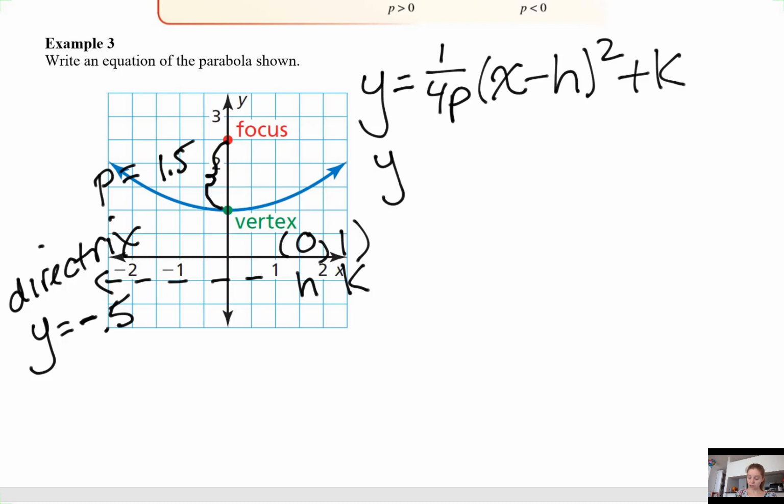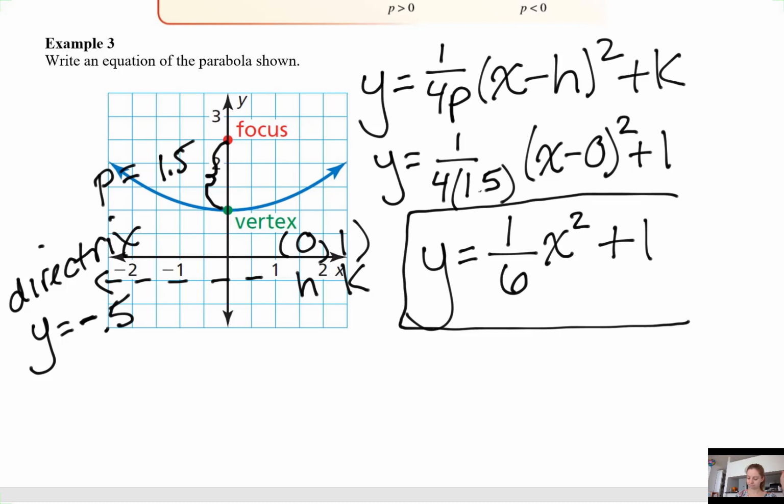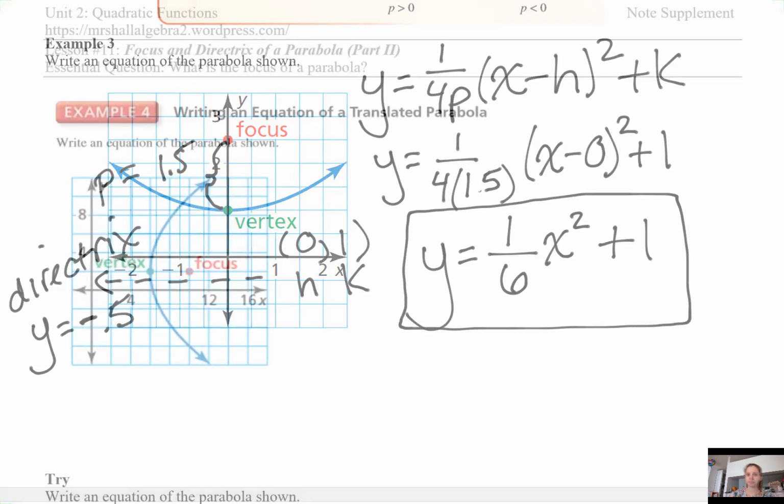Let me write this equation. y equals 1 over 4 times p, the p value is 1.5, times (x minus h), h is 0, squared plus k, k is 1. I can simplify this. y equals 1/6 x squared plus 1. And this is the equation of the parabola shown.